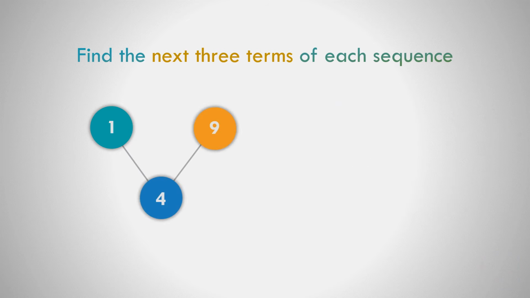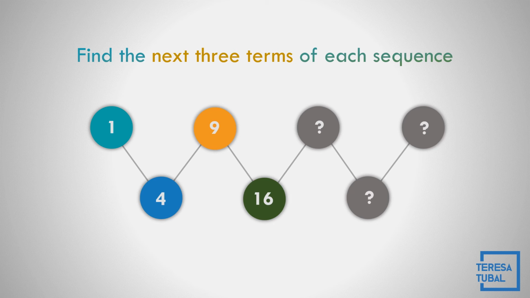How about this one? 1, 4, 9, and 16. What is the pattern of this sequence? Correct. We need to multiply by itself. So 1 times 1 is 1. 2 times 2 is 4. 3 times 3 is equal to 9. 4 times 4 is 16. 5 times 5 is 25. 6 times 6 is 36. And 7 times 7 is equal to 49.